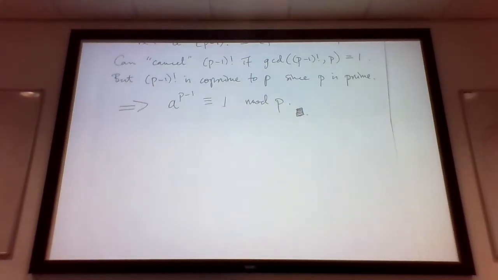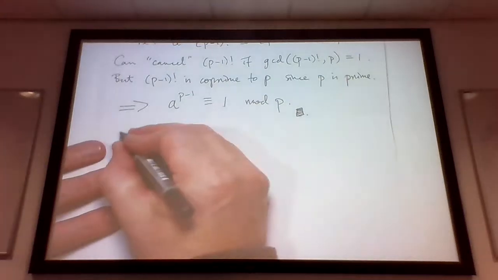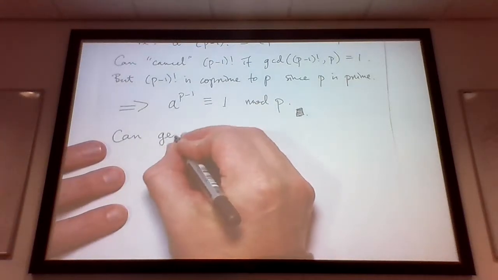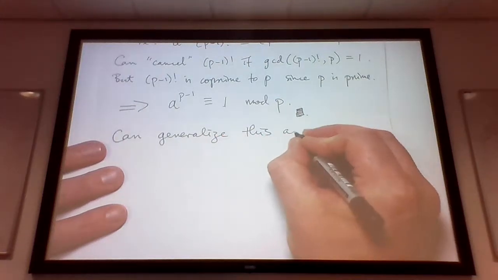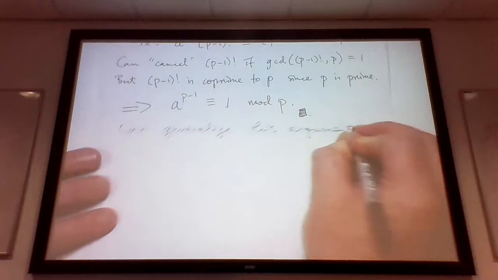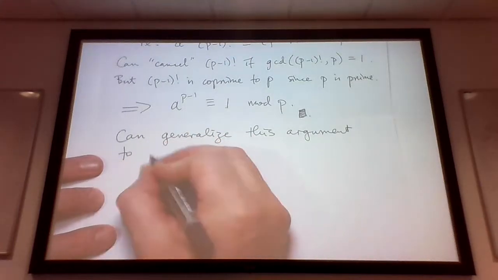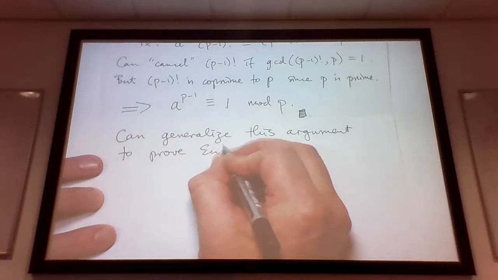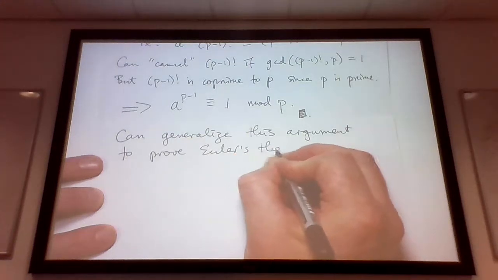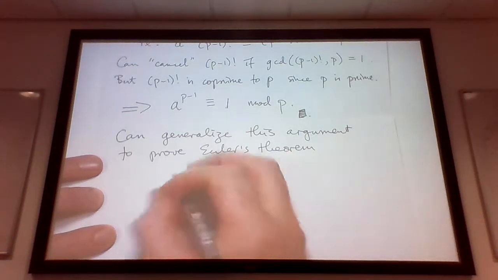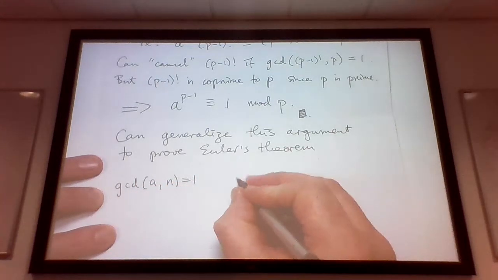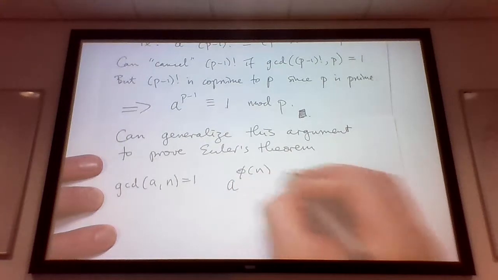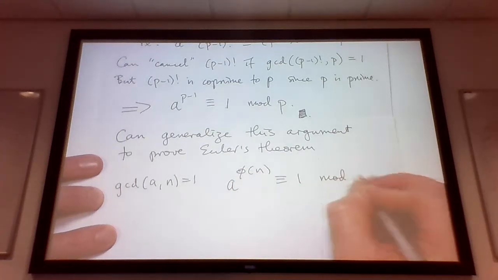Now this exact same argument can be extended to Euler's theorem. It's really essentially the same argument. Generalize this argument to prove Euler's theorem. That is, if the GCD of a and n is 1, so a is in the multiplicative group, then a to the power of phi of n is congruent to 1 modulo n.